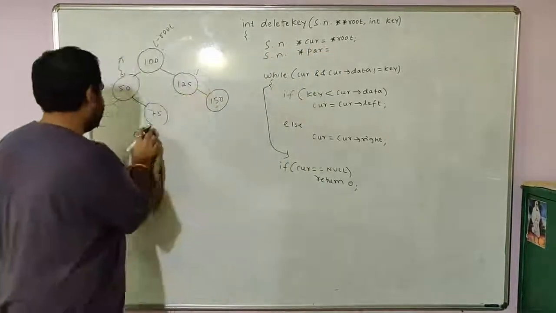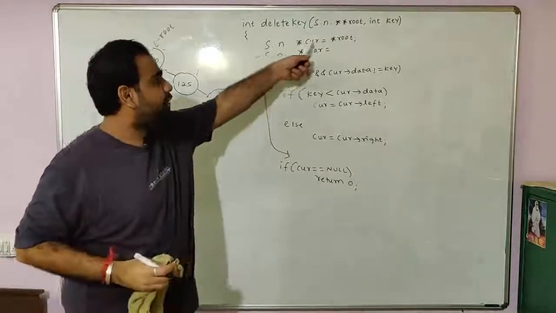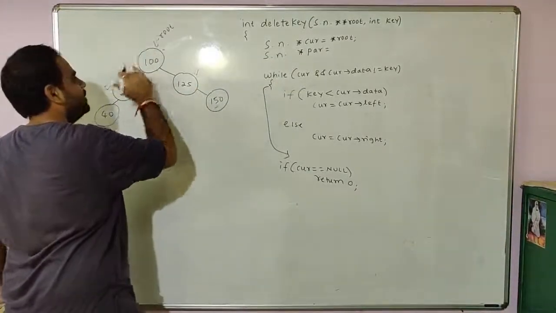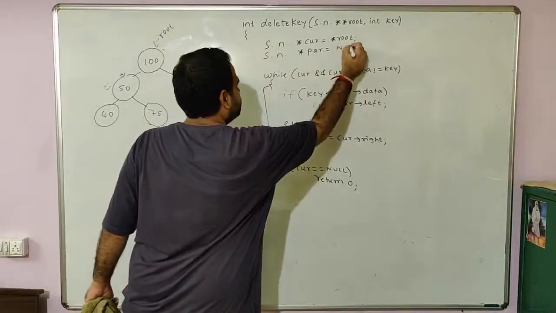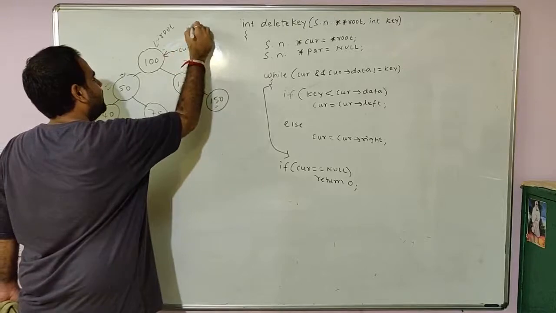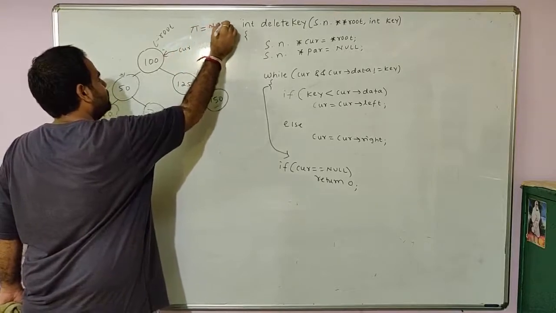Now to begin with, what is the parent of root? There is no parent of root. Therefore, the parent pointer should be initialized to what? Should be initialized to null. Now this is current and the parent pointer is initialized to null.